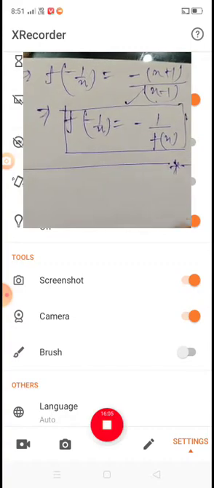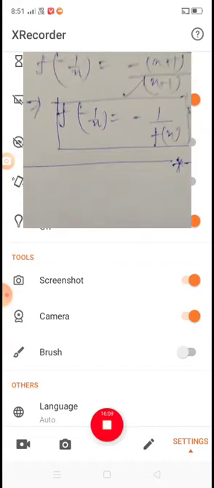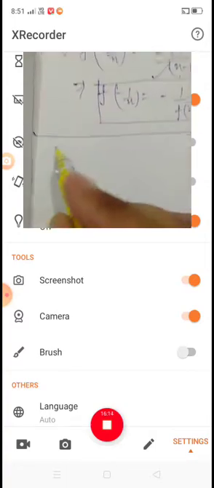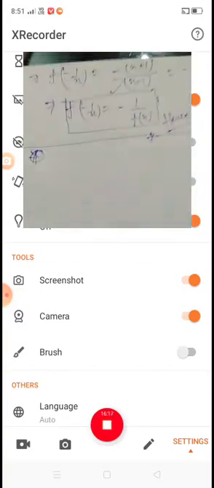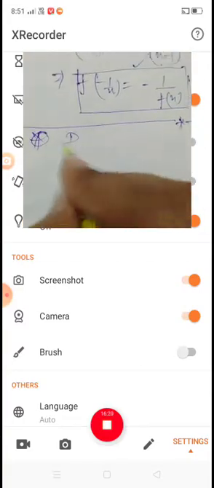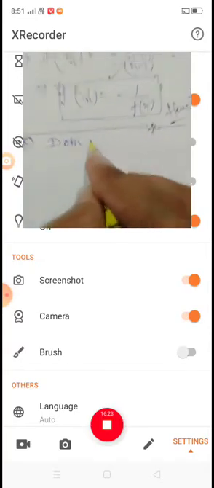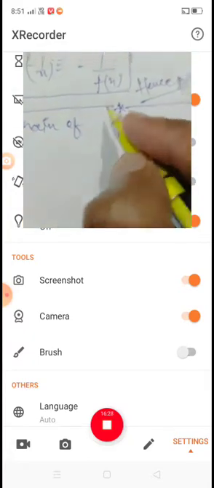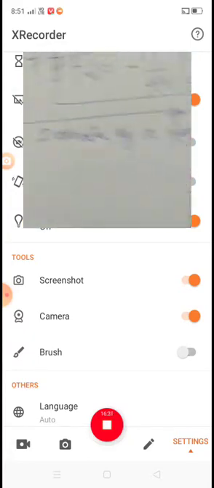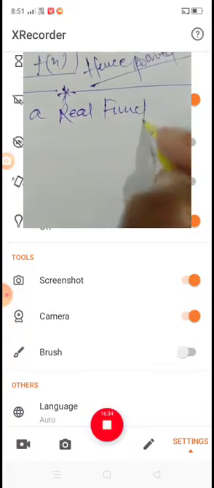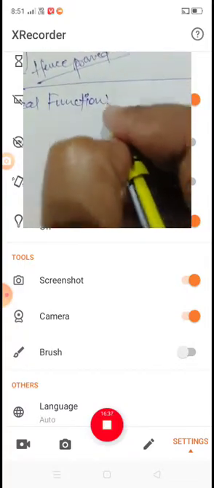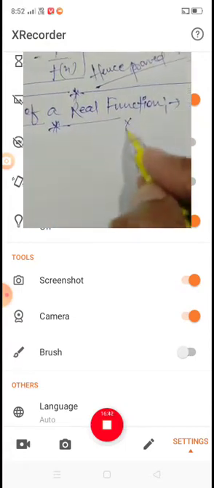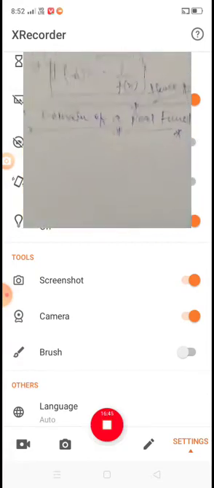Now we discuss the next topic, which is domain of a real function. Let's see. Now we discuss the next topic, which is domain of a real function.